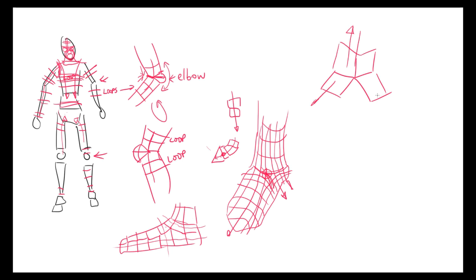But as long as you try and keep your quads, you can still have these 5-point poles, but then carry on your topology, that's going to flow up the way down. Yeah, exactly. It's going to flow that way. So that's topology sort of 101.